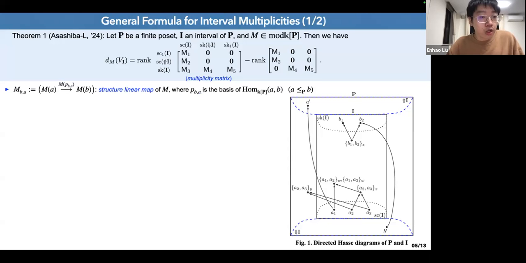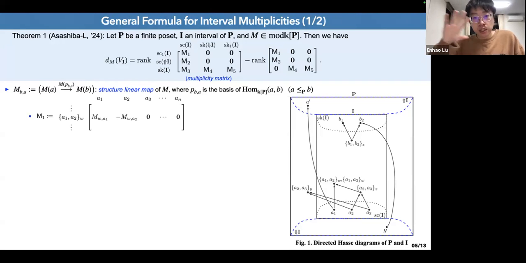First, I always say the structured linear map. What does it mean? It's just a linear map inside the persistent module M. If A is smaller than B, it's just a linear map M_BA from MA to MB, because there's a unique morphism. So this morphism's linear map is in a sense unique. This is called the structured linear map of M.